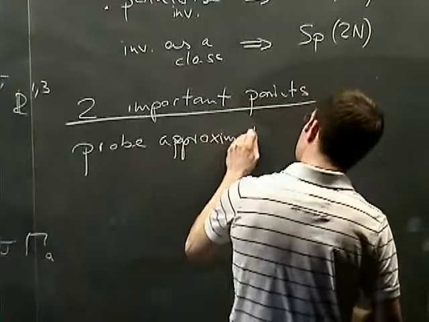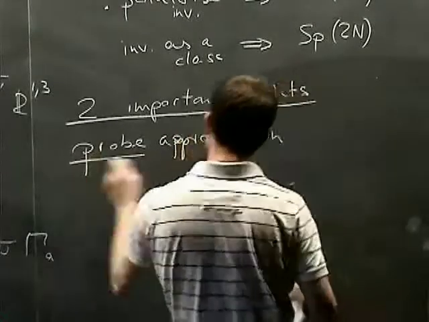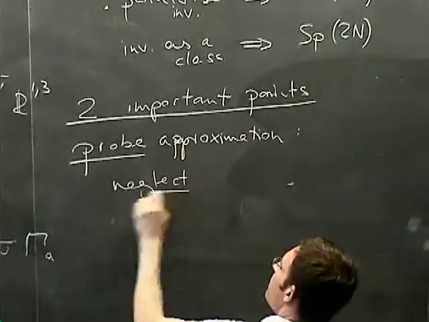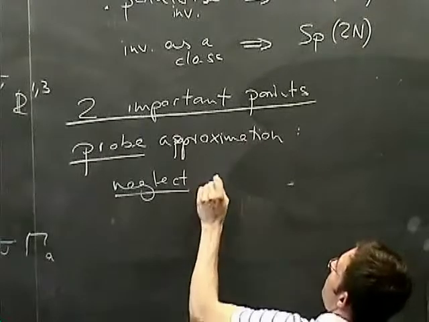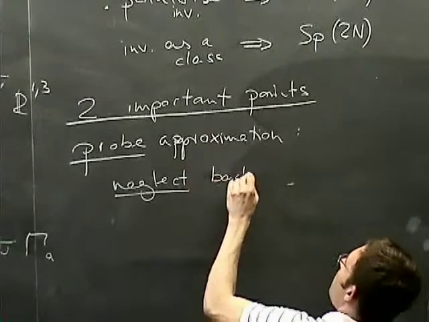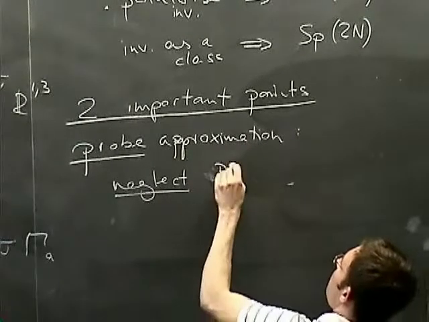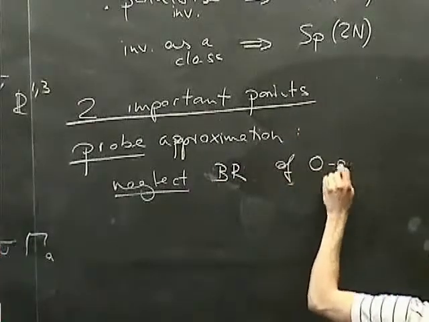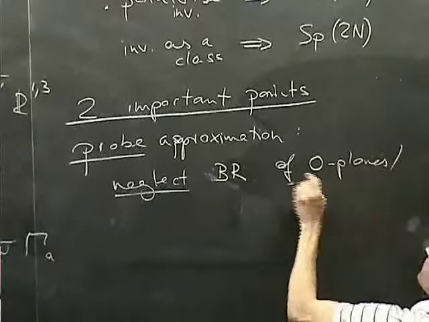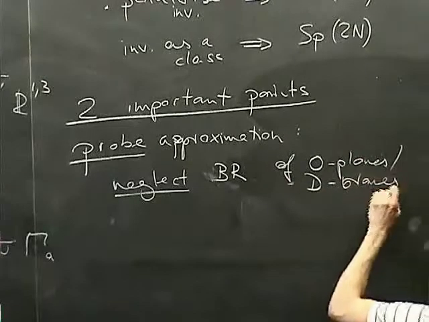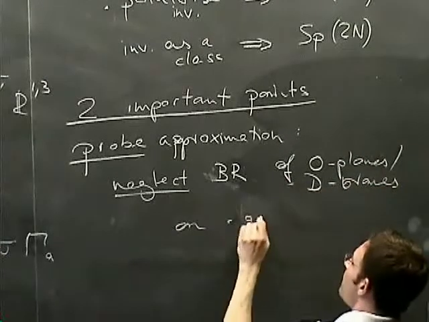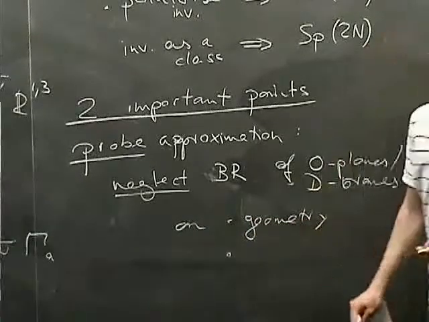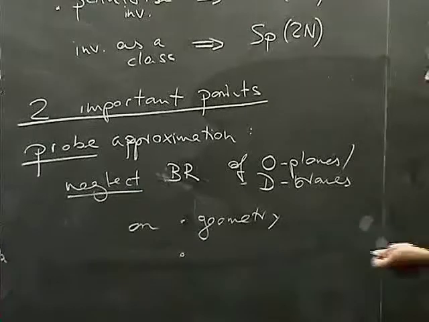So we use a probe approximation. We completely neglect the back reaction of the branes, of the O-planes, and of the D-branes on both the geometry, so the metric, and the Ramond-Ramond or the other Neveu-Schwarz background fields.